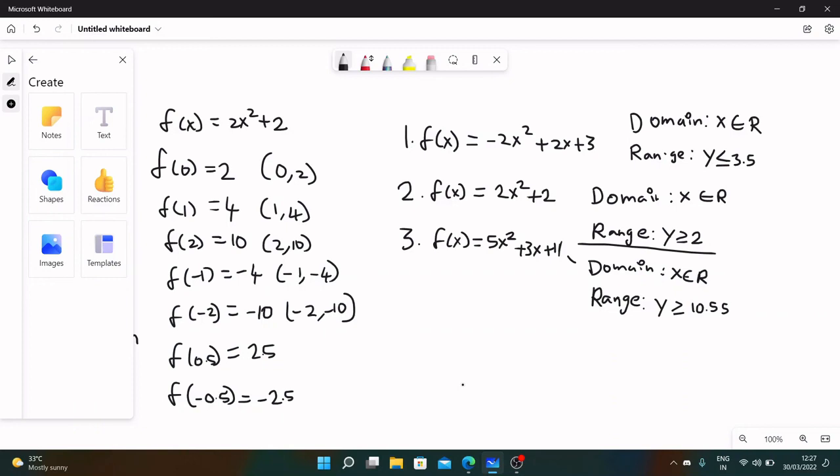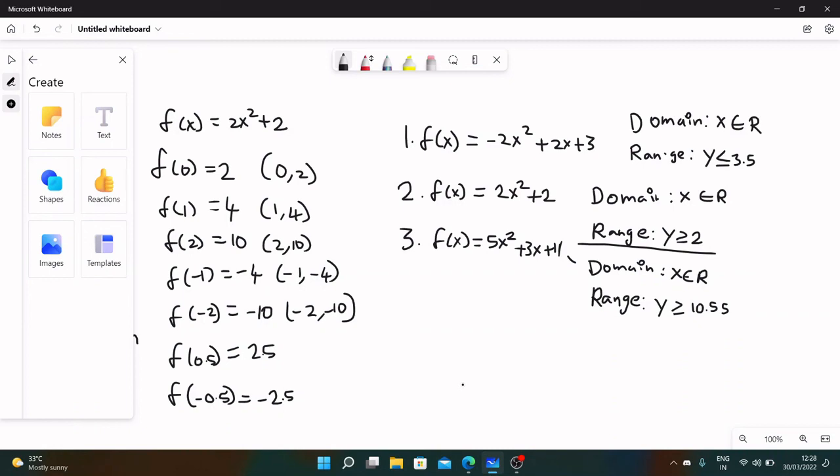From these three functions, we can conclude two things about the domain and range of quadratic functions. The domain will always be x belongs to real numbers, and when it comes to the range, for parabolas that are concave up, the y value of the vertex will be minimum, and if it's concave down, the y value of the vertex will be maximum.